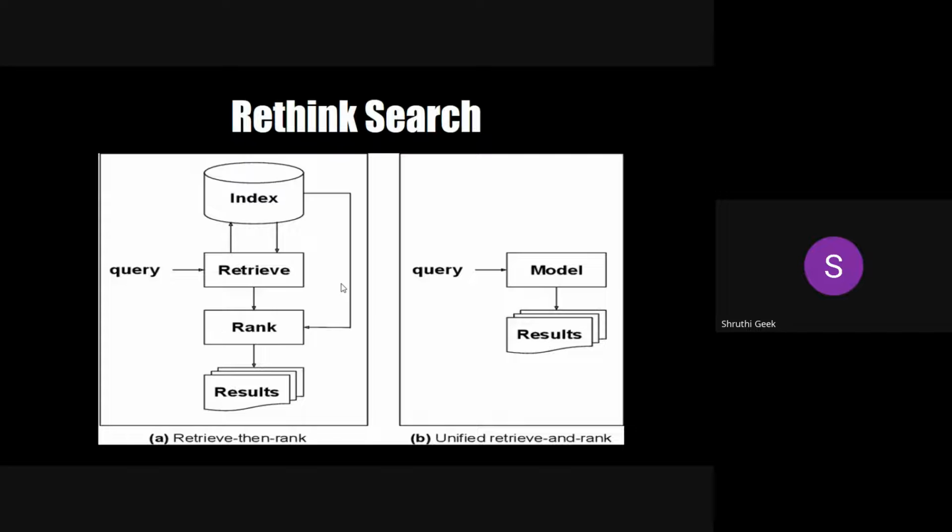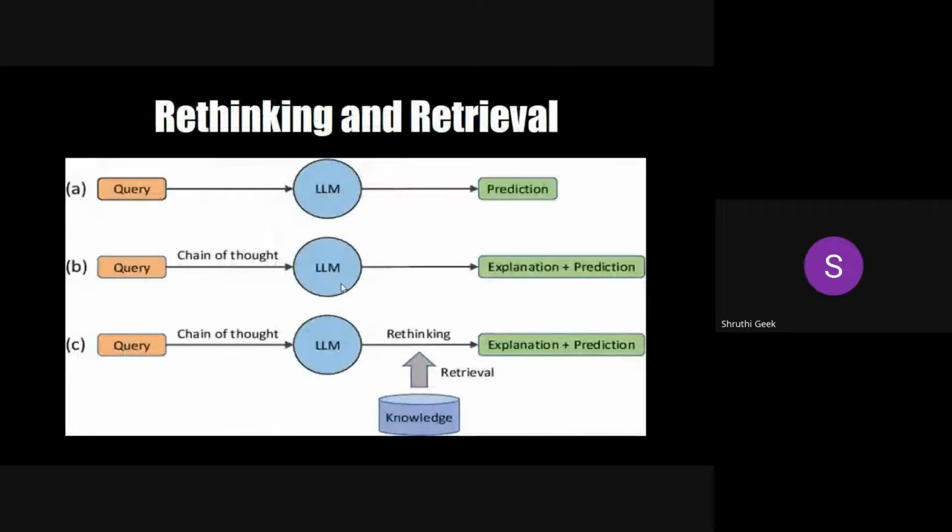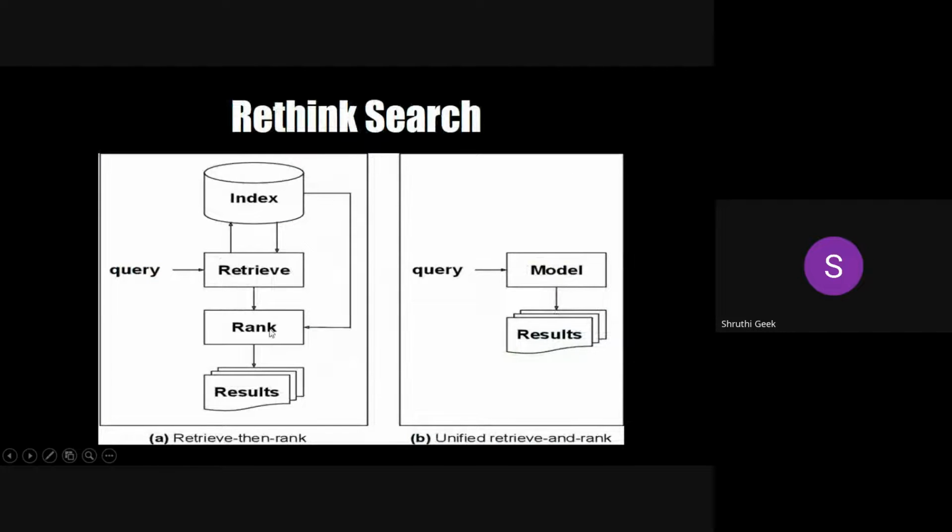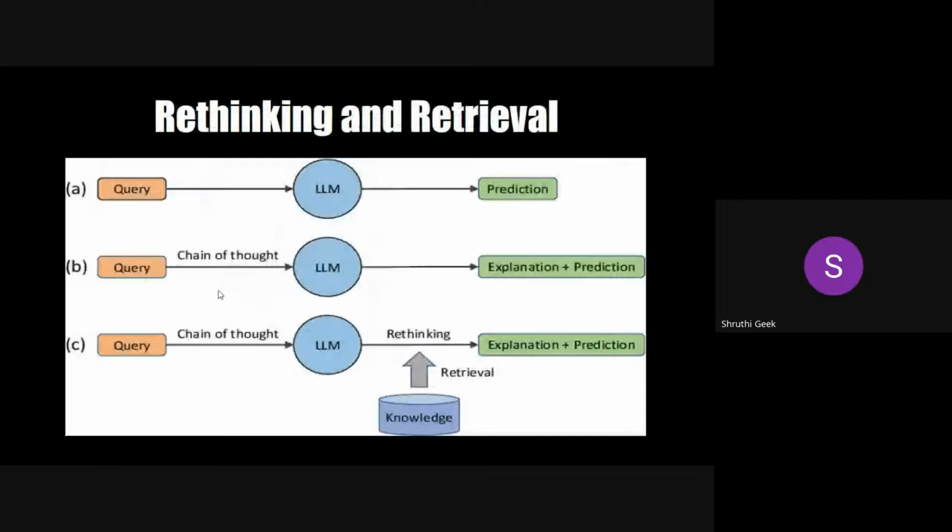And also there is interleaving retrieval with chain of thought. So when you say rethinking and retrieval, this retrieval is interleaving retrieval. When I say interleaving retrieval, for every thought, for every intermediate step, it is going to retrieve and rethink. So these are the key words that I'm mentioning for clarity: interleaving retrieval and rethinking search. That is the major change that has been implemented in this paper.